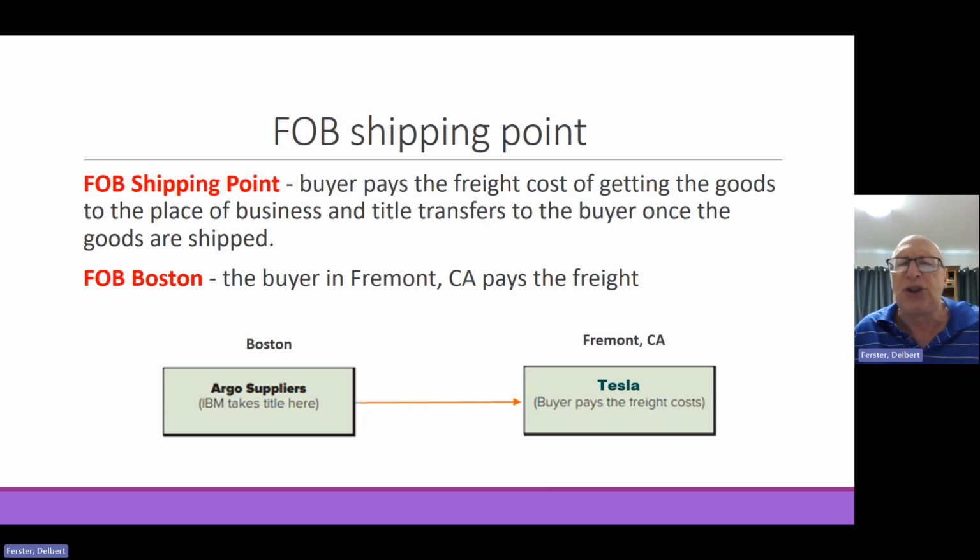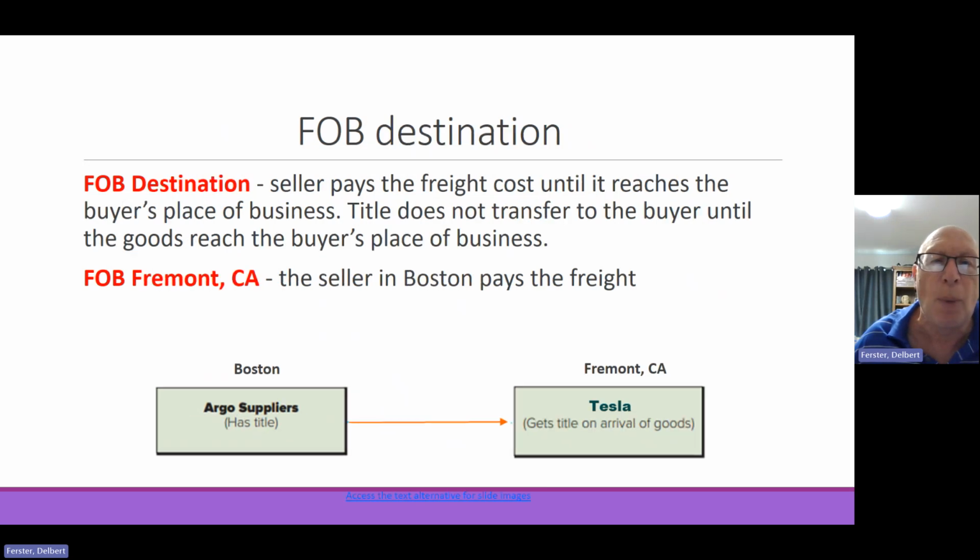These next two slides are just pictorial in terms of what you're looking at with specific cities attached. So if you're doing FOB Boston in this particular problem, Boston is the person shipping the material to Fremont, California. So if it's FOB Boston, then the buyer is paying the freight costs to get those goods. In this case, that would be Tesla in Fremont paying the freight to get whatever it is they purchase from the Boston people.